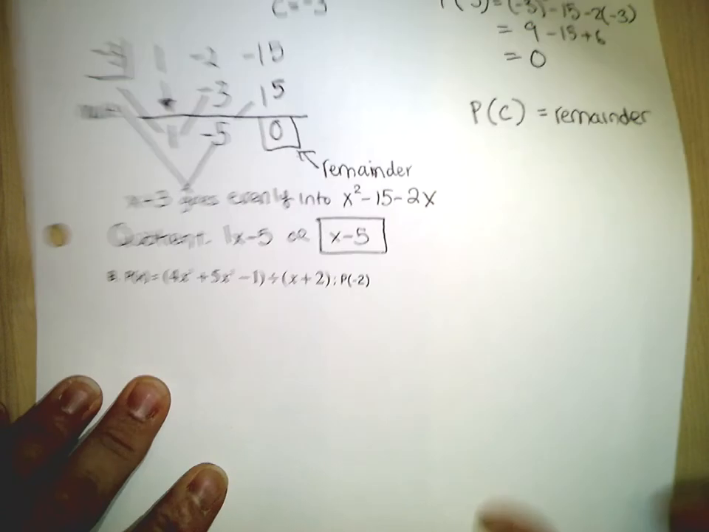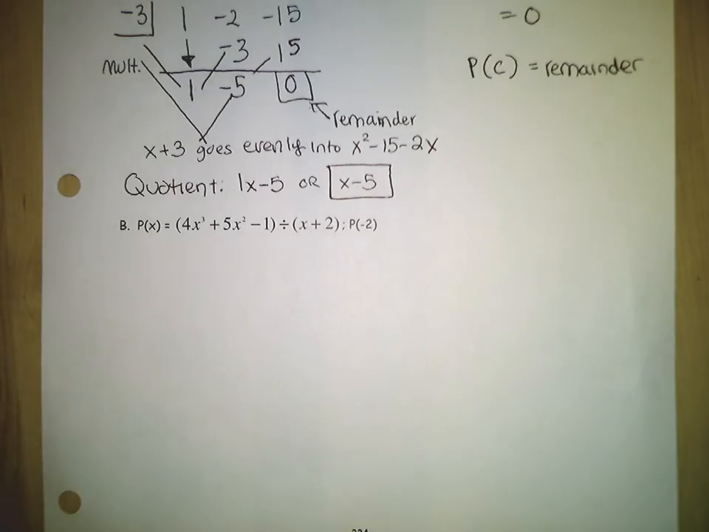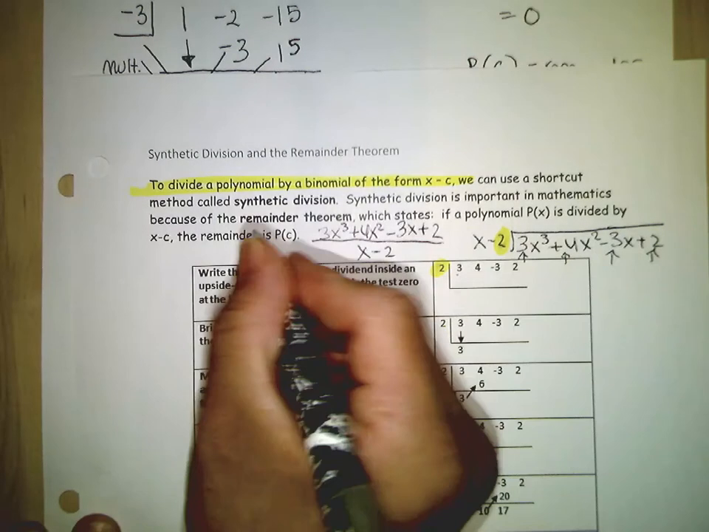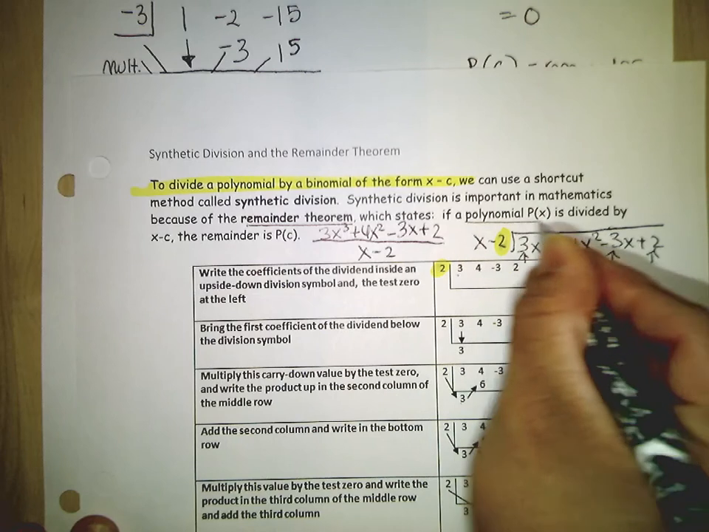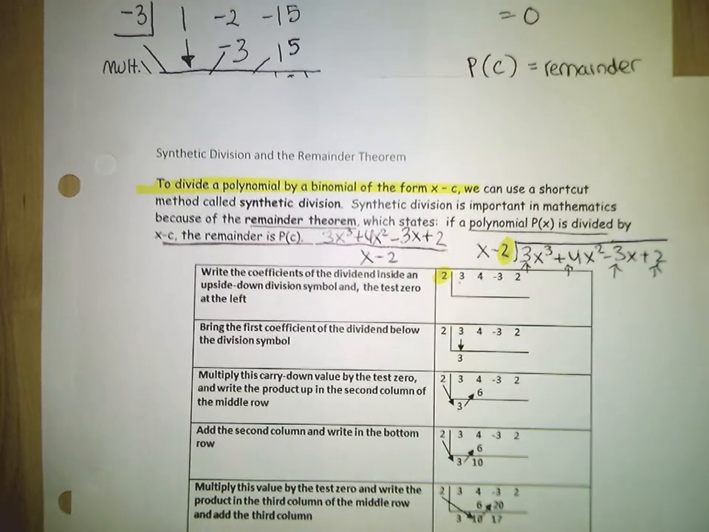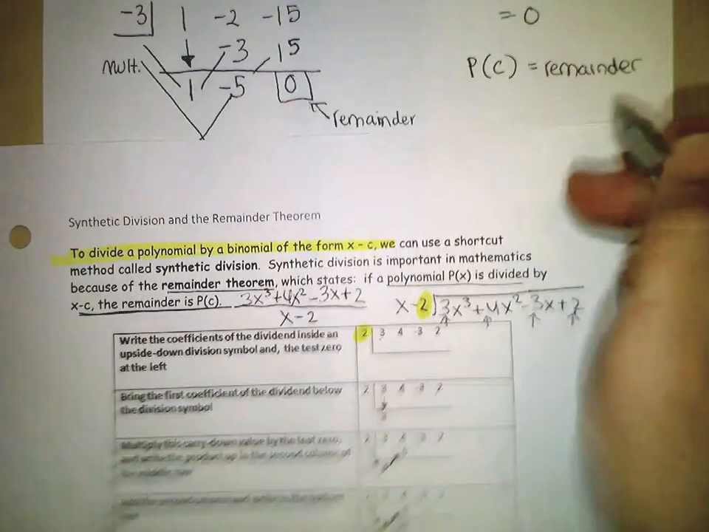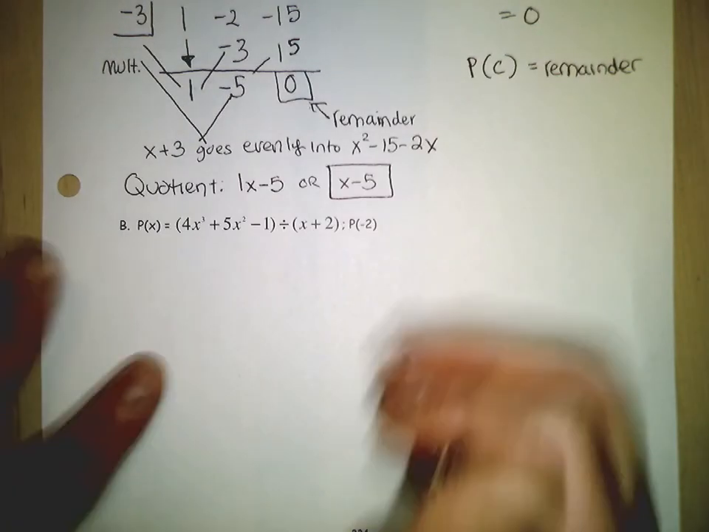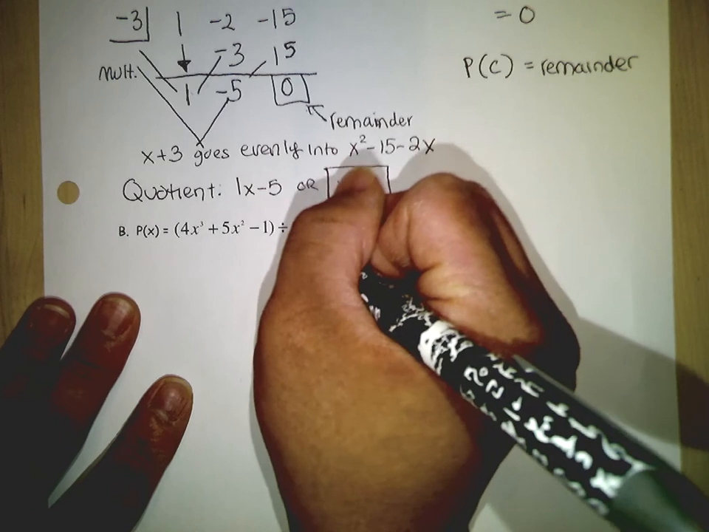Oh, by the way, that was actually the remainder theorem. If a polynomial p of x is divided by x minus c, the remainder is p of c. I was looking for where that was stated in a box, but I didn't see it, but that's the shortcut here. So now let's try this again.